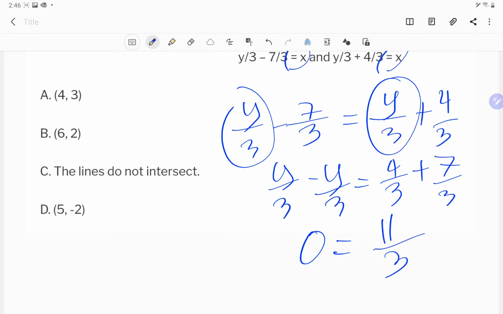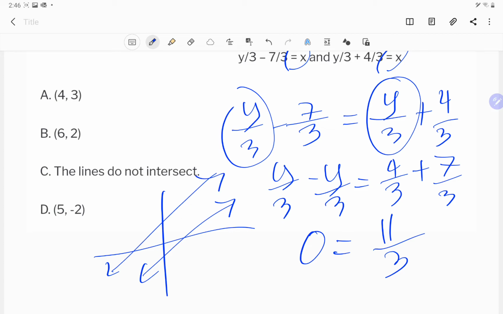What does it mean by this? It means that the two lines in a Cartesian coordinate plane are parallel with each other. They are not intersecting. It could be like that, or it could be like this. So the two lines do not intersect.